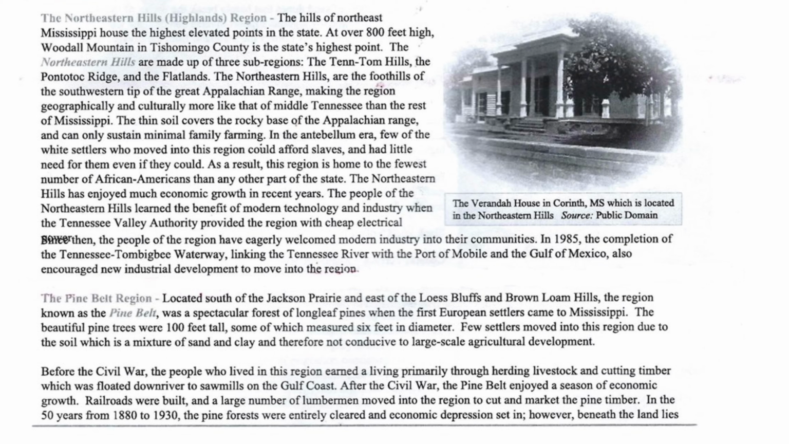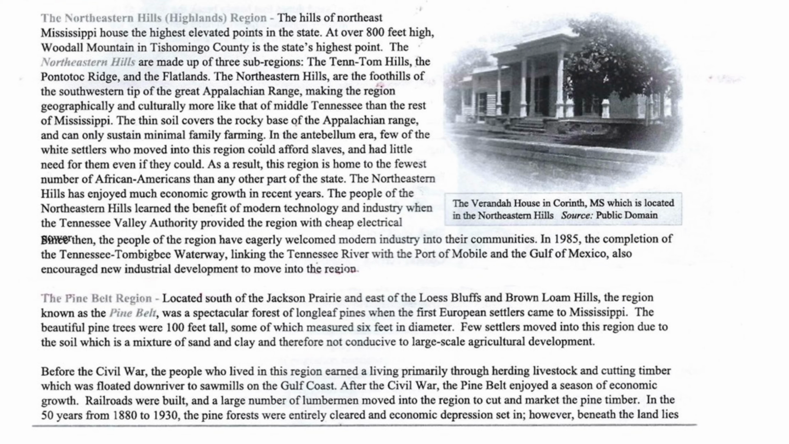The Pine Belt region. Located south of the Jackson Prairie and east of the Loess Bluffs and Brown Loam Hills, the region known as the Pine Belt was a spectacular forest of longleaf pines when the first European settlers came to Mississippi. The beautiful pine trees were 100 feet tall, some of which measured 6 feet in diameter. Few settlers moved into this region due to the soil, which is a mixture of sand and clay and therefore not conducive to a large-scale agricultural development.